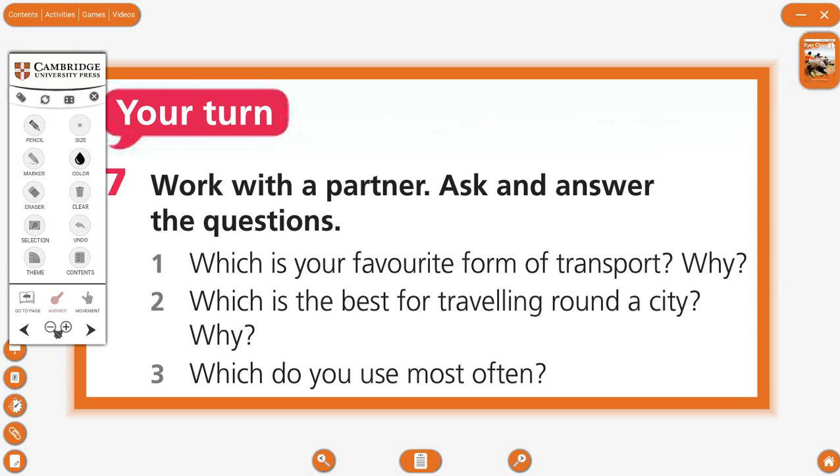And question 2, which is the best for traveling around the city? Buses, because you can see the city view. You can see the city view thanks to buses, and this is best for traveling around the city. And the next question, which do you use most often? I most often use the buses and the school buses for transport.